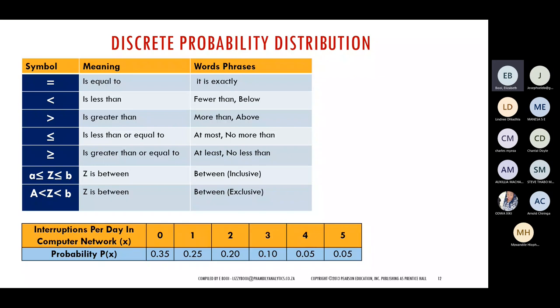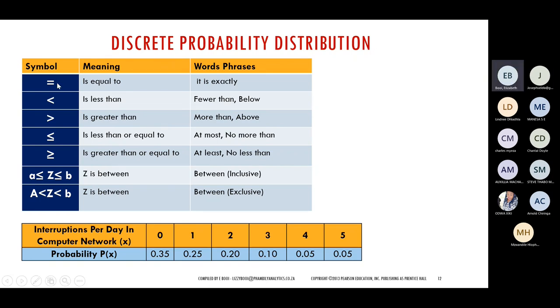So you need to be able to know from reading the question, understanding what the question is asking you to do, and unpacking it in a mathematical way. Most of the time, they will give you questions not with symbols, but with words. So if they say, what will be the probability that exactly zero interruption will happen or will not happen, or something like that, you need to know that exactly means it's equal to, or in symbol format, it is equal.